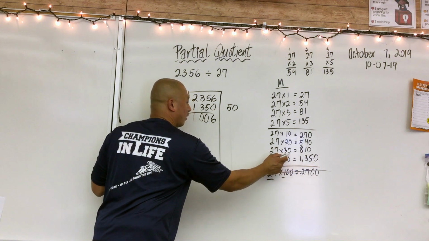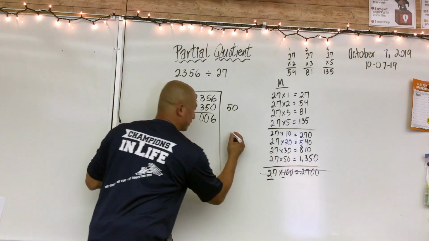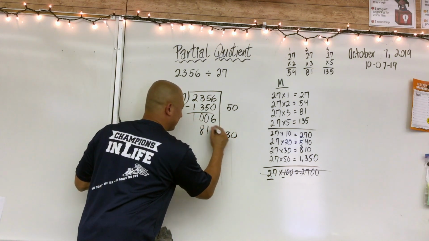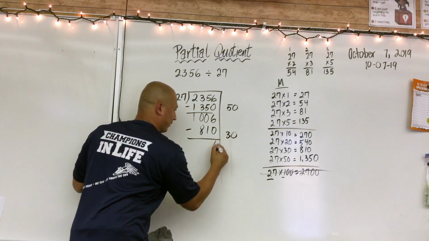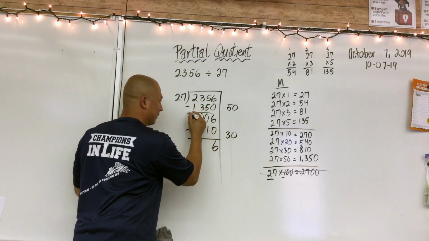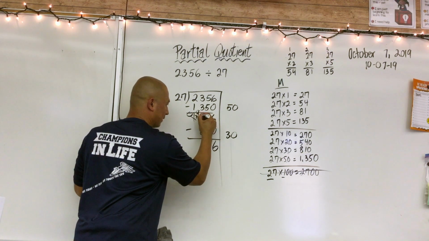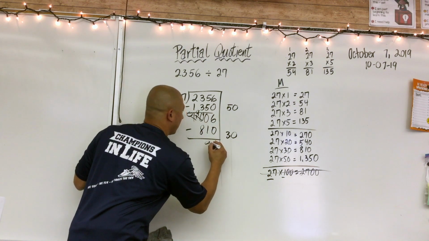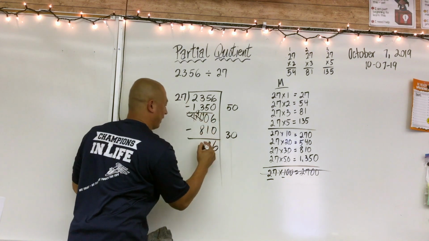So the next closest number I have would be the partial quotient of 30. So let's use 30 here. We have 810. So now we have 6, and it's time to regroup. 10 minus 1 will give me 9, and 9 minus 8 will be 1.